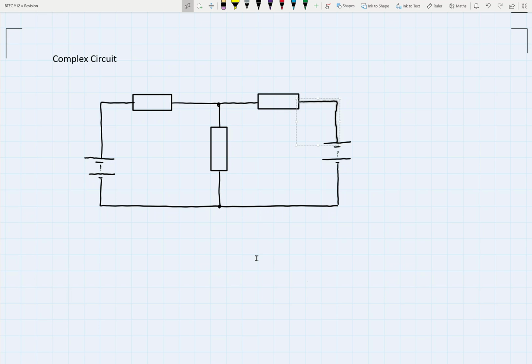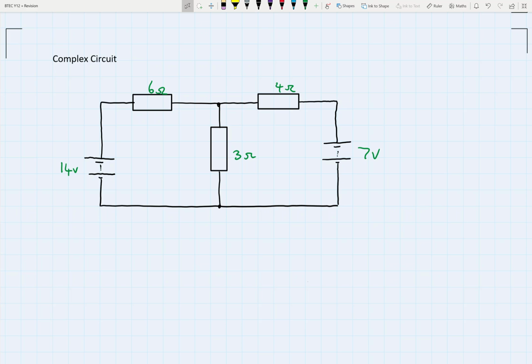Okay, in this very quick video, we're going to look at a complex circuit. What we're going to do with a complex circuit like this, when we've got two power supplies, is consider the loops in the circuit, and we need to do a little bit of simultaneous equations.